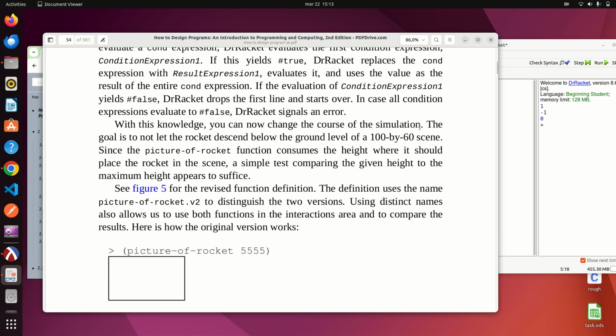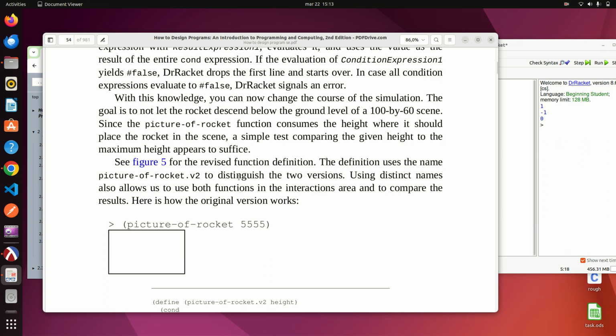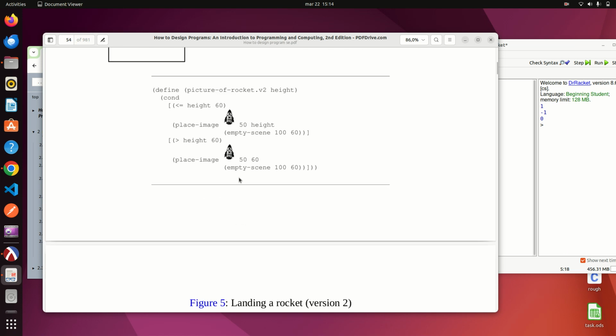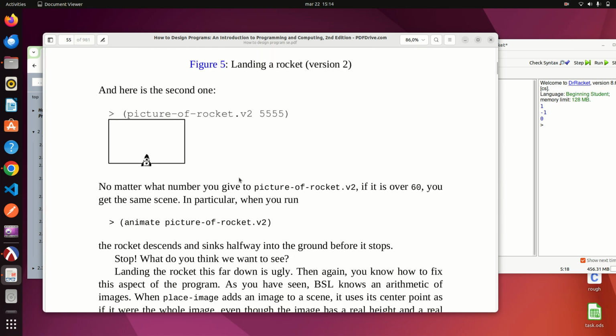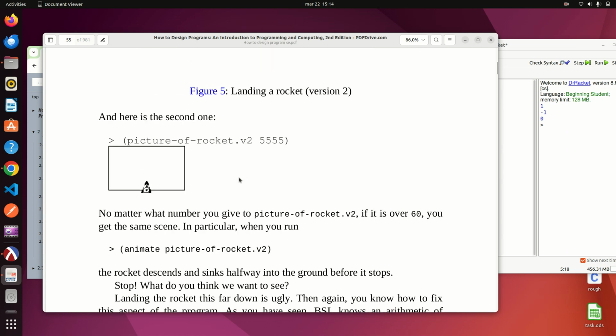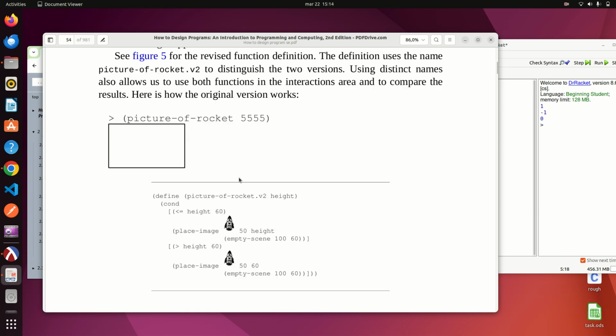The goal is not to let the rocket descend below the ground level of 60. Since the picture of rocket function consumes the height where it should place the rocket in the scene, a simple test comparing the given height to the maximum height appears to suffice. Is this actually going to work? If it is over 60, you get the same scene. Yeah, I don't know if it's actually going to work.